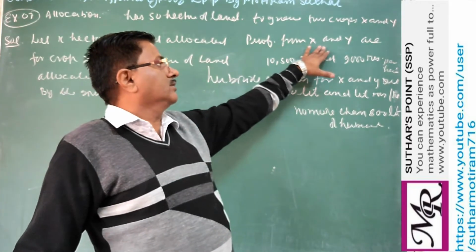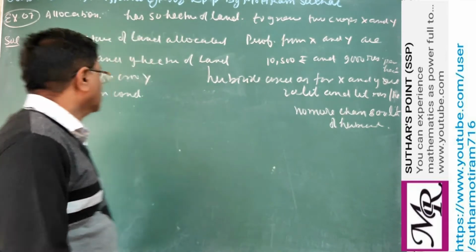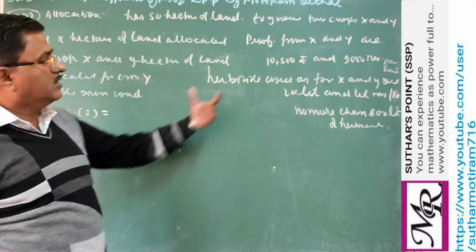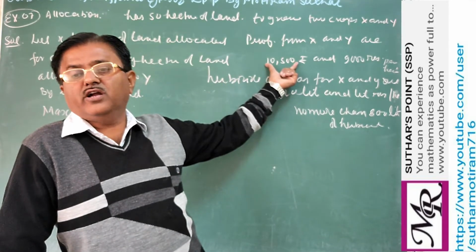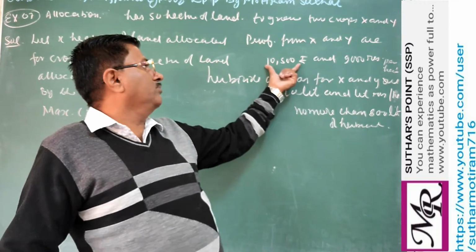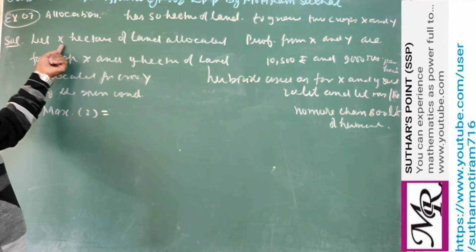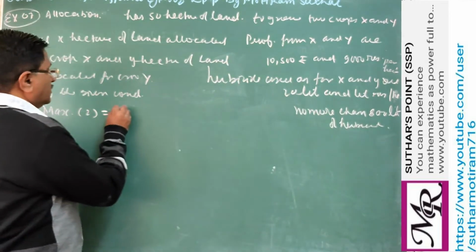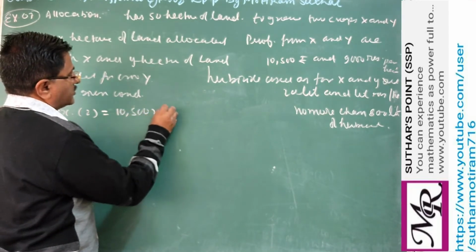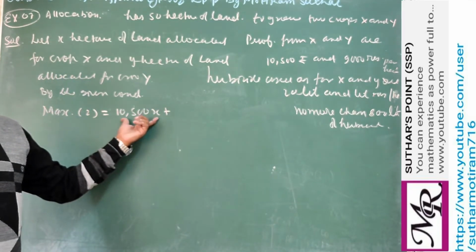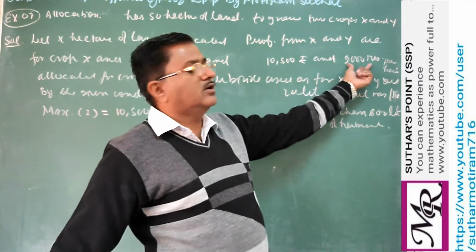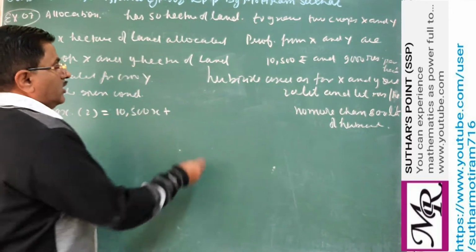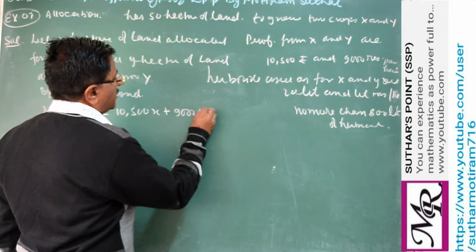Now our aim is to maximize the profit. So maximize Z. Now how much profit? Per hectare 10,500 for X type of crop, and we are supposing X hectares of land are allocated to the first type. So X into 10,500 is the total profit on the first type of crop. Second, per hectare 9,000 profit is given, and we are taking Y hectares of land. So the total profit on this will be 9,000 Y.